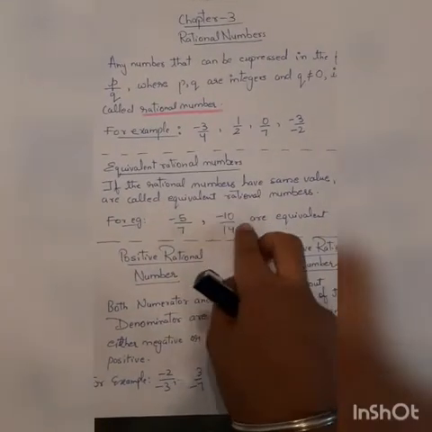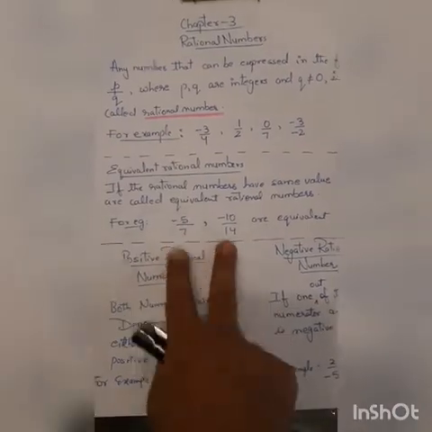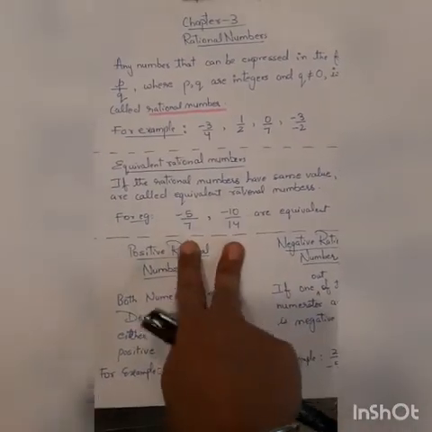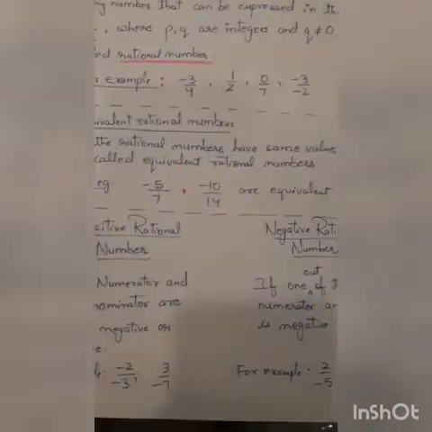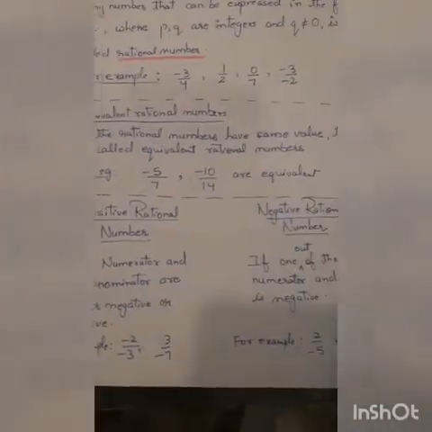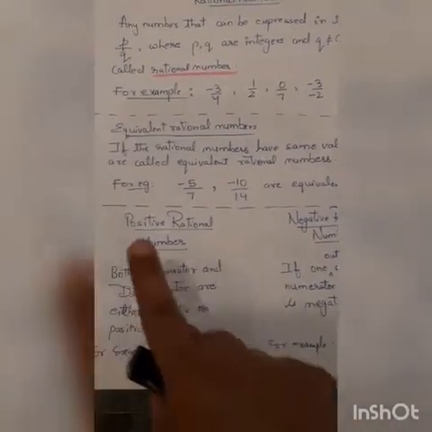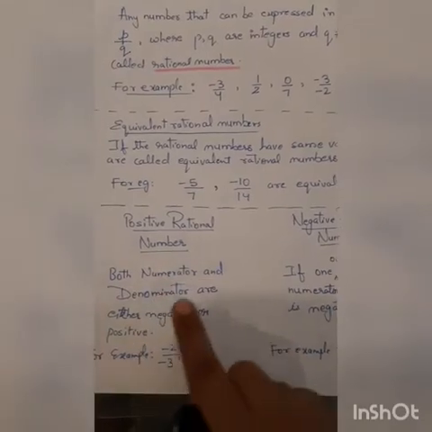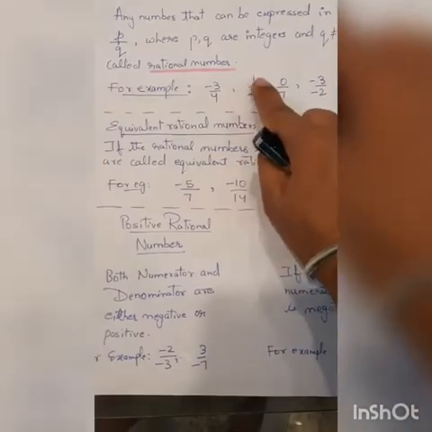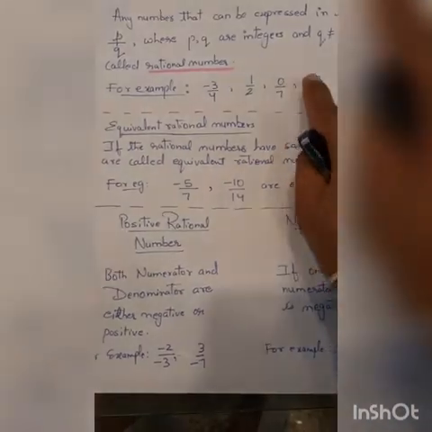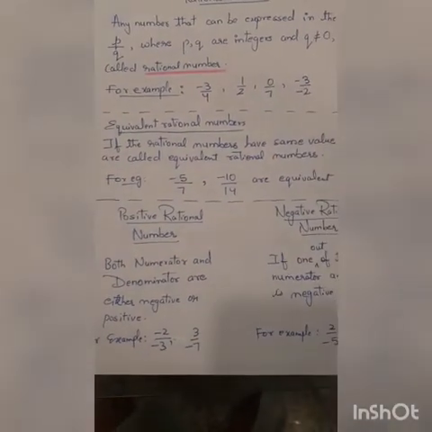If, children, I cut this with the table of 2, I will get back this. So they are equal. They have the same value. So they are equivalent rational numbers. Now there are two types of rational numbers: positive rational numbers and the negative rational numbers. Okay, students, if both numerator and denominator are either positive or negative, they are called positive rational numbers.